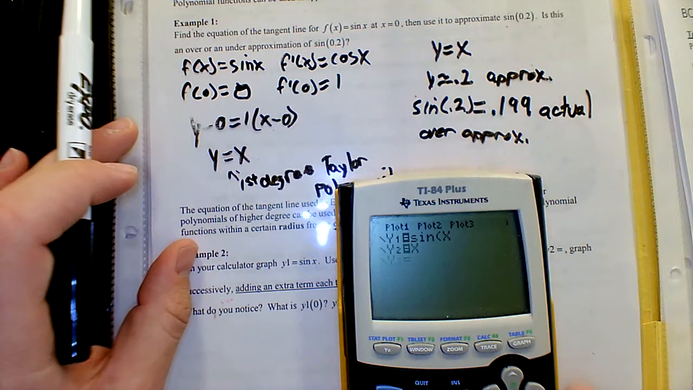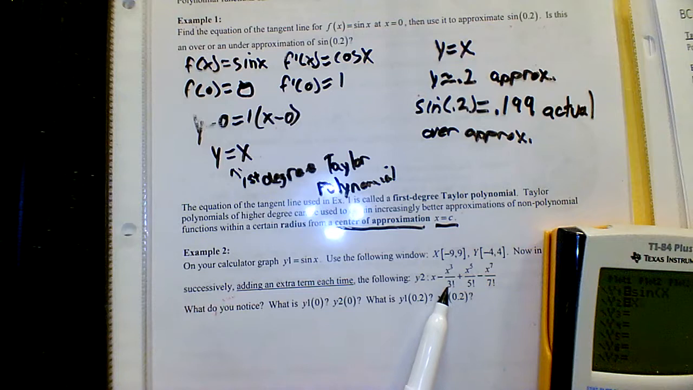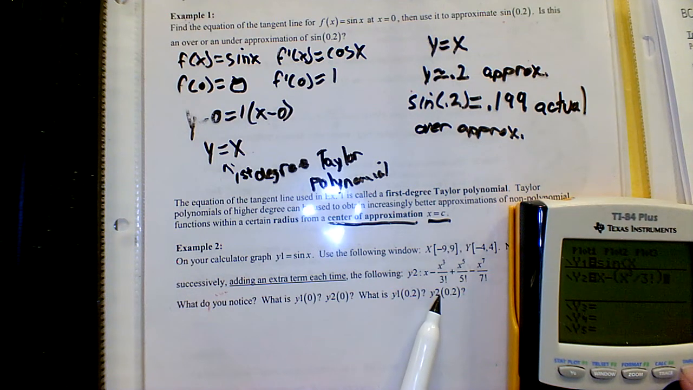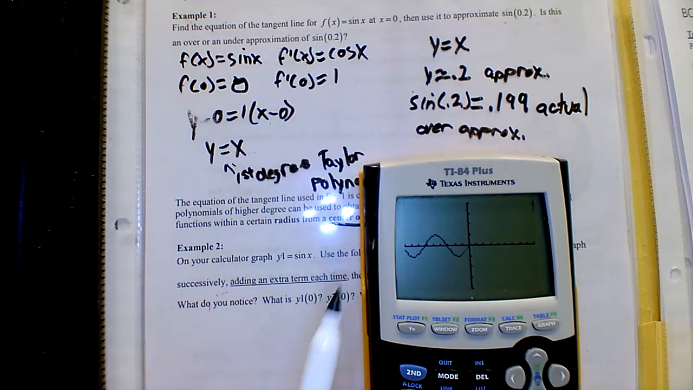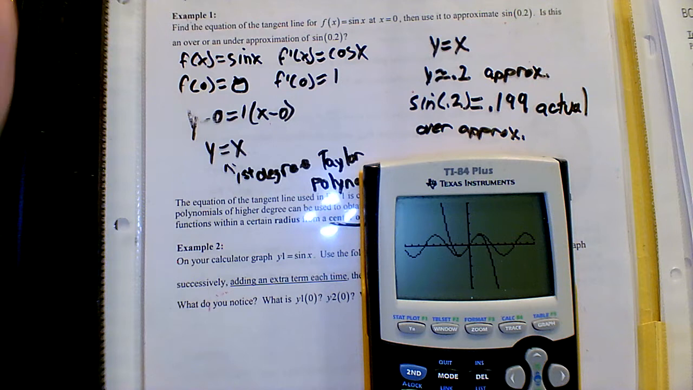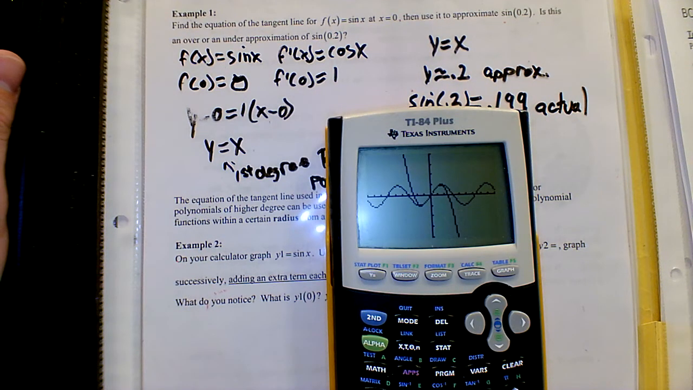Yeah, so now let's go back down to where the x is, and let's add the next term. The next term is x cubed divided by 3 factorial. You should get some kind of graph that looks like this.